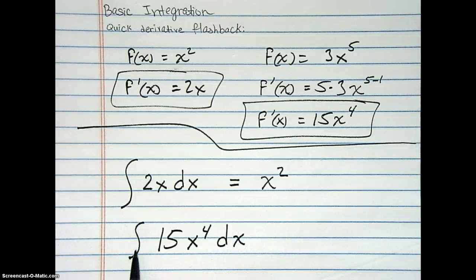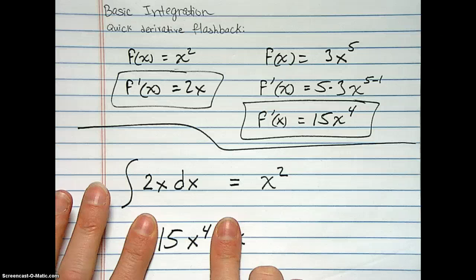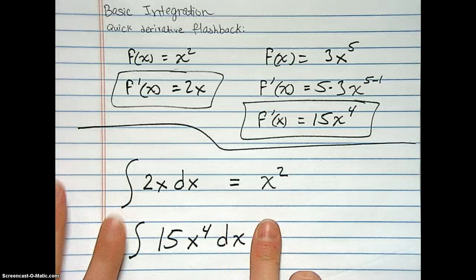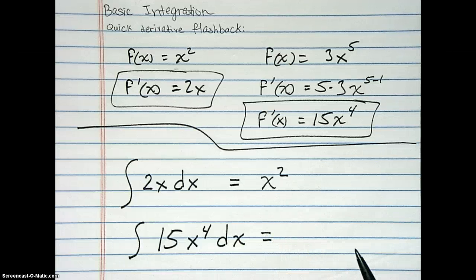This symbol right here means integrate. And then you're going to integrate this stuff, and this means with respect to x. So this is the stuff you're dealing with, this tells you what you're doing to it, and this tells you what variable you're dealing with. We just differentiated something and got the answer of 15x to the fourth. So what do you think the integral of 15x to the fourth is? 3x to the fifth, because we have that problem above.